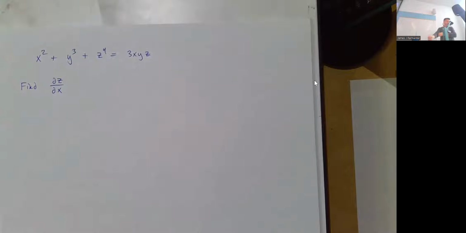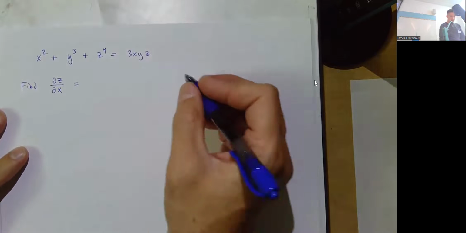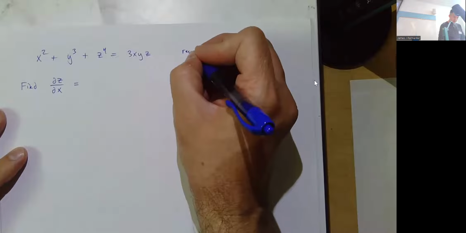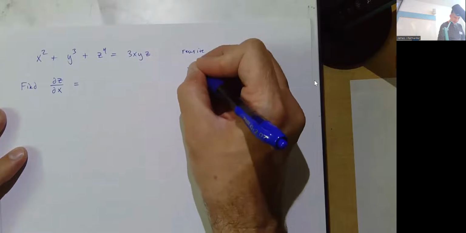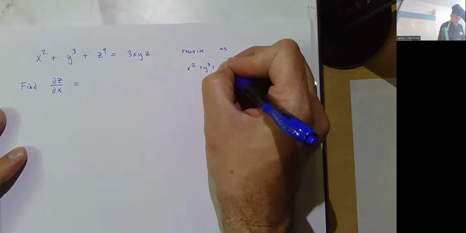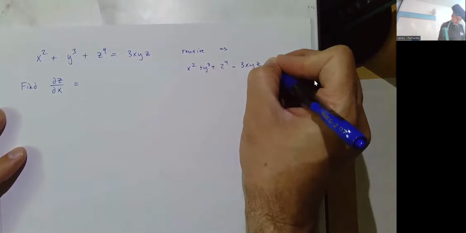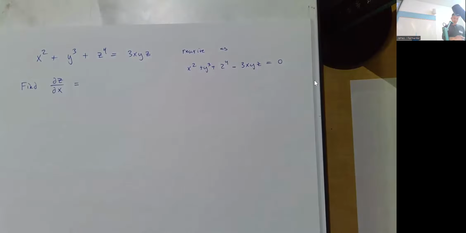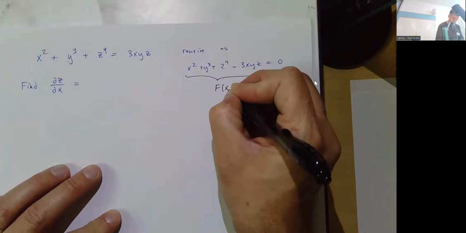So if I want to find del z del x, let's do it the short way first. So first of all, I have to rewrite this as x squared plus y cubed plus z to the fourth minus 3xyz equal to 0. And this thing that's on the left-hand side, that is our capital F of x, y, z.